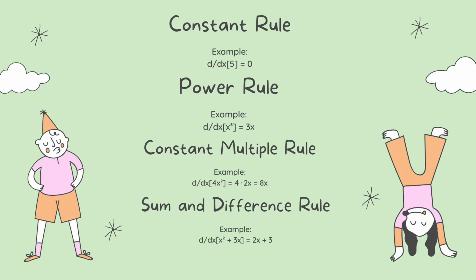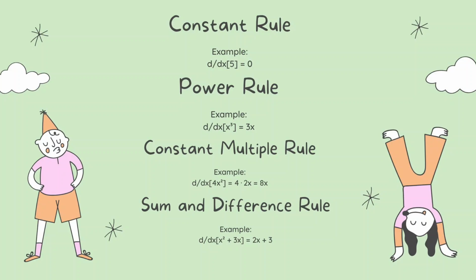And next, we have the constant multiple rule. In the constant multiple rule, if there's a number in front, keep it there. For example, if you differentiate 4x squared, you will need to keep the 4 in front and take the power down. So you will get 8x.